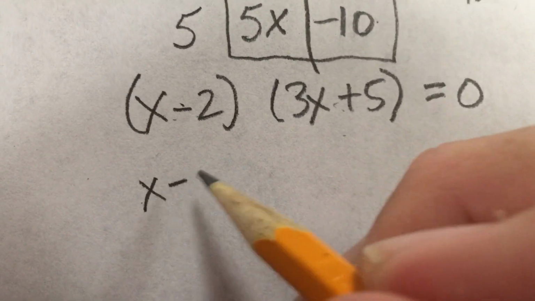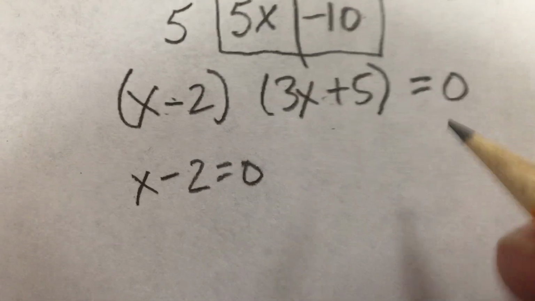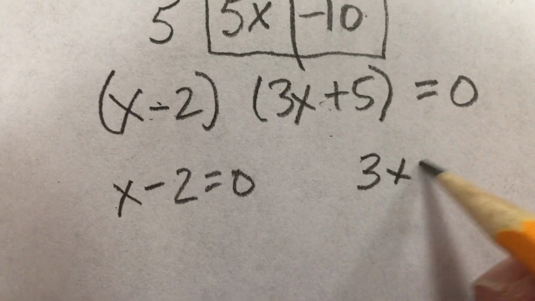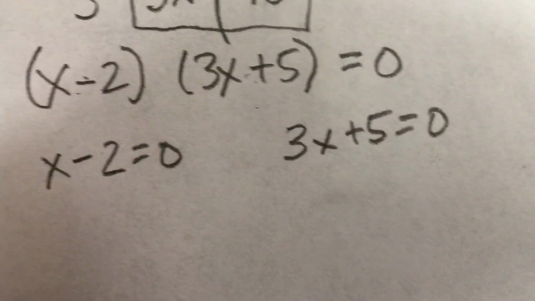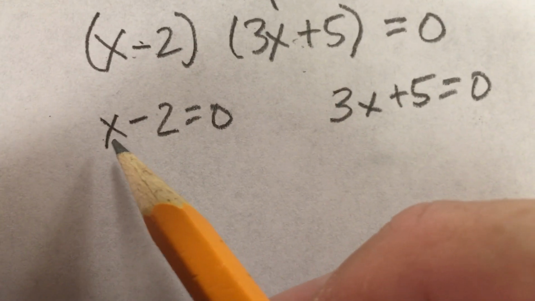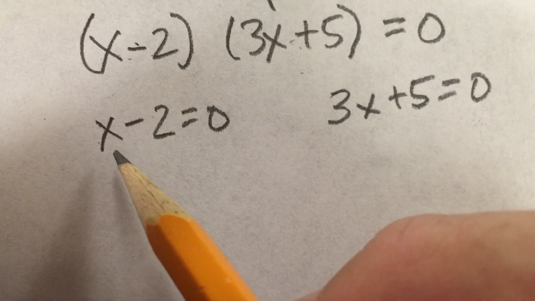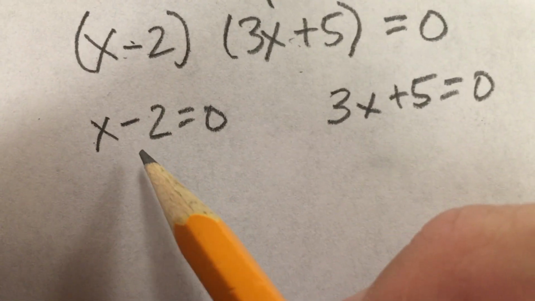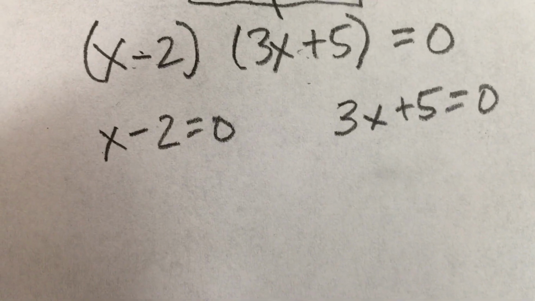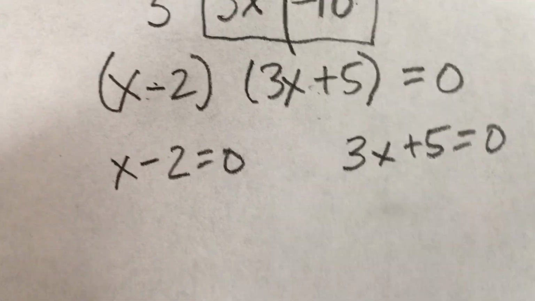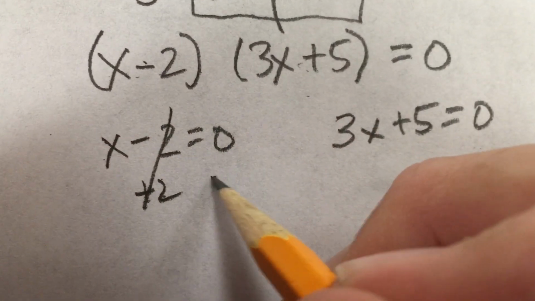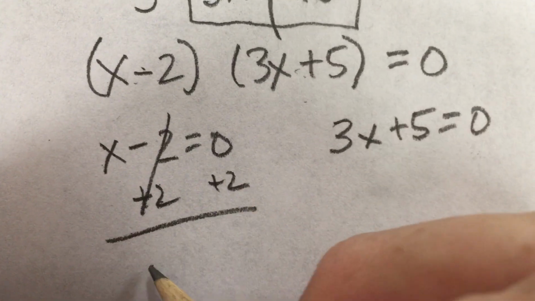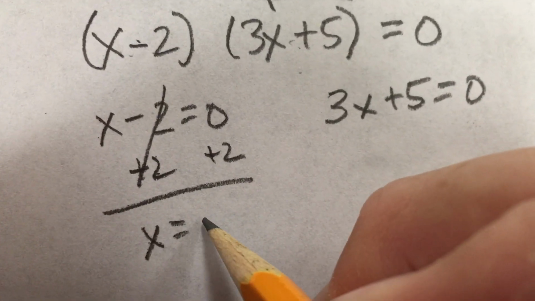So we have x minus 2 equals 0 and 3x plus 5 equals 0. And now we're just going to solve for x. So here I got x minus 2. I want to get x by itself. So the opposite of subtracting 2 would be to add 2. So I'm going to add 2 here and add 2 to this side. So this one is x equals 2.